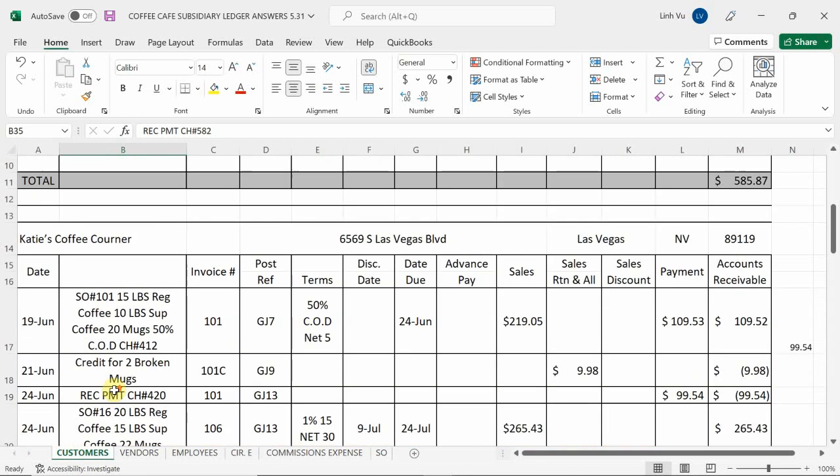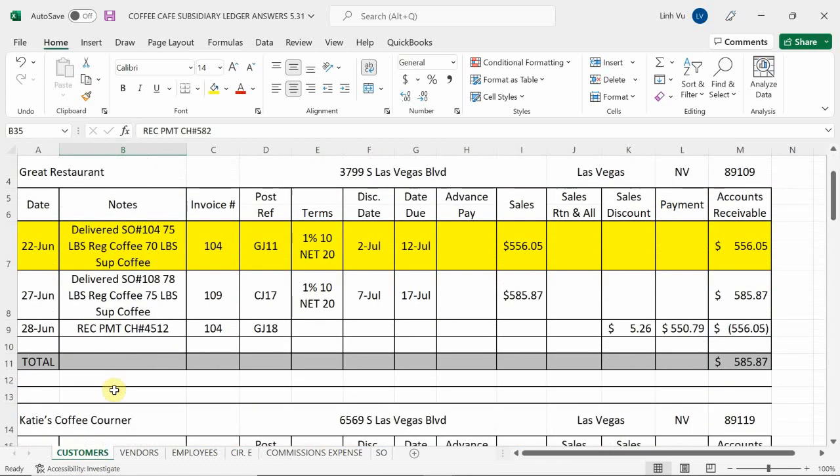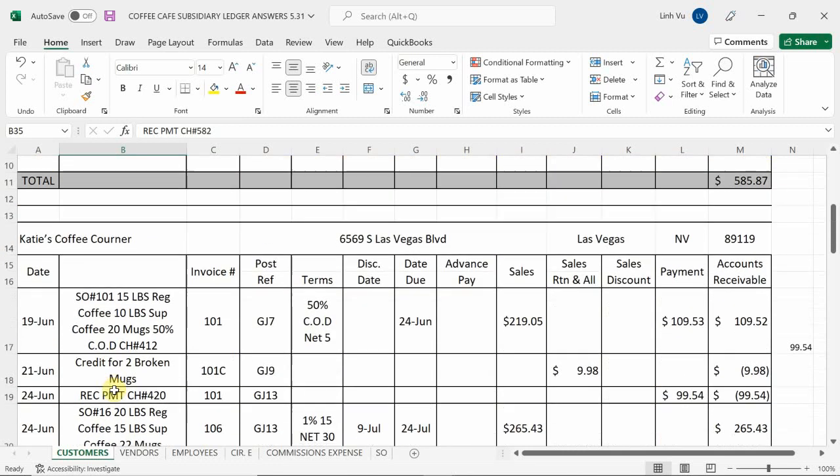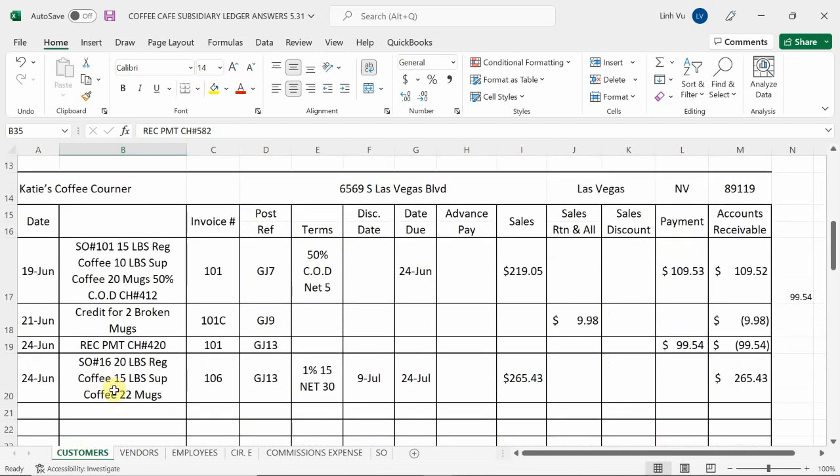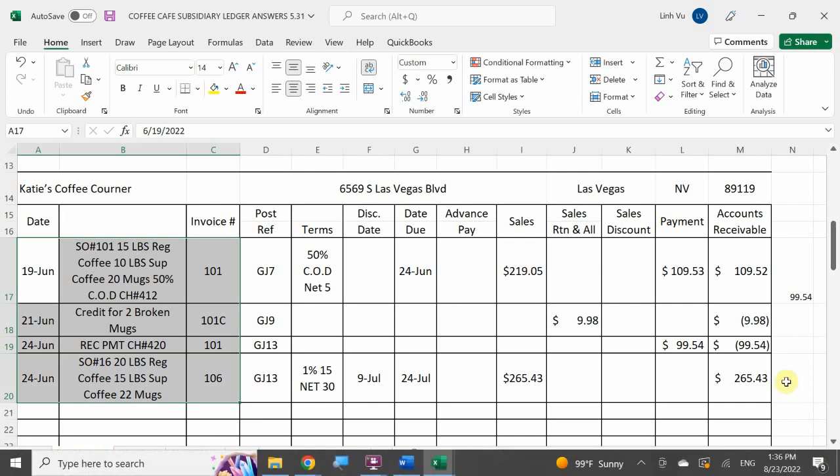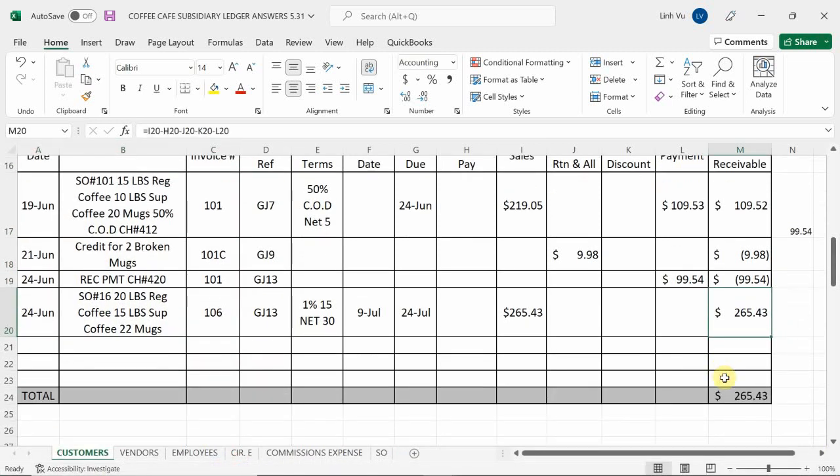Customers. So we're going to go to Katie's. Here she is, Katie's Coffee Corner. Actually, that's Great Restaurant. My bad. Katie's right here. We're saying that we want to make a payment for 106. She currently owes $265.43, but she made a payment today as of June 30th. So, yes or no? Did we give her a discount? Yes, we have to give her a 1% discount.